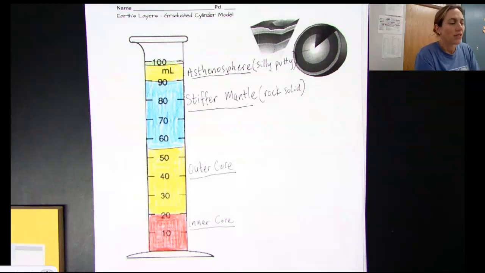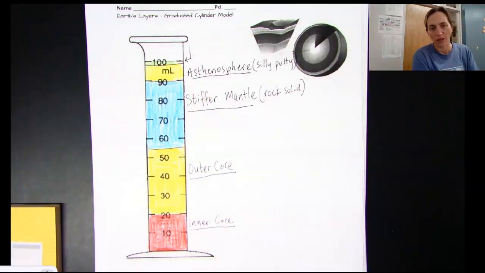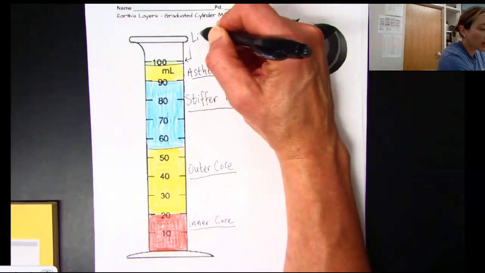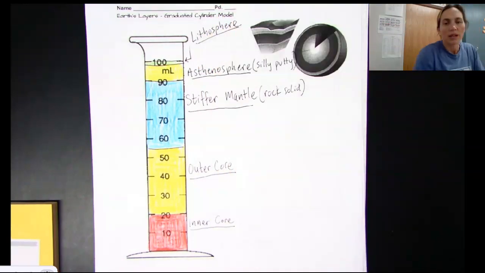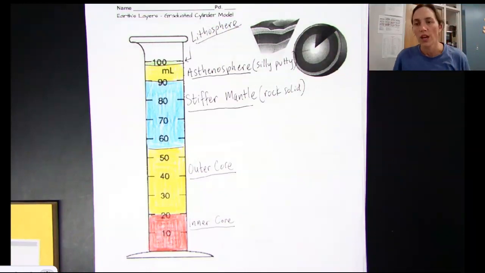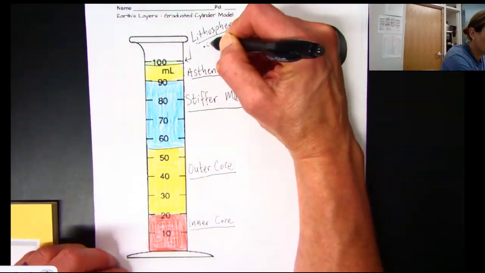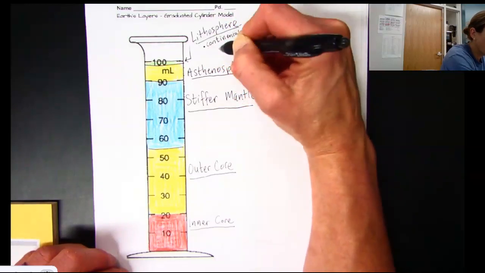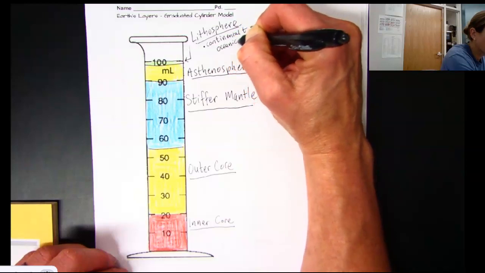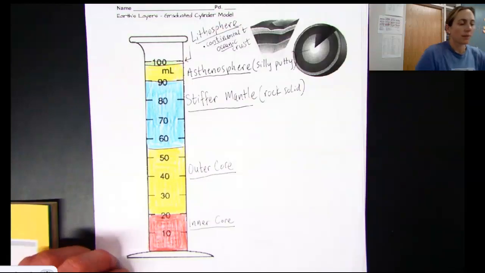Okay. The very, very top layer right here, that's your lithosphere. And the lithosphere contains the crust. Okay, and there are two types of crust, oceanic crust and continental crust. And let's write that in to remind ourselves of that. Continental and oceanic crust. Okay, coolio.